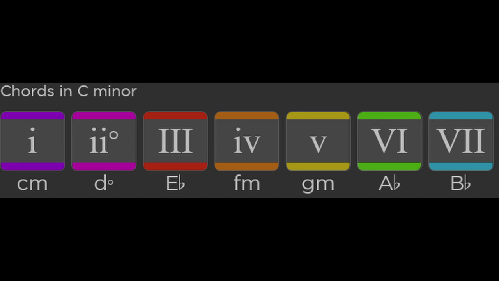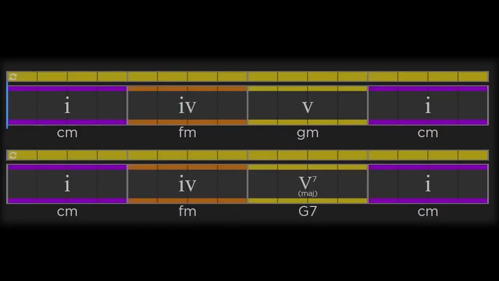A common thing to do is to play the minor 5 chord as a major 5 chord. In this case, you would play G major. You then use this as a dominant 7th chord to resolve back to the minor 1 chord. Listen to the difference between them in the following examples.